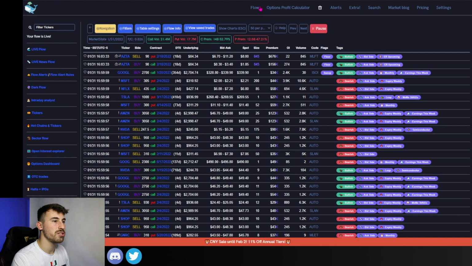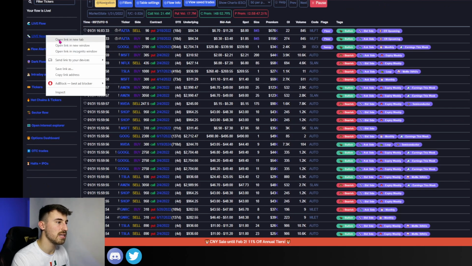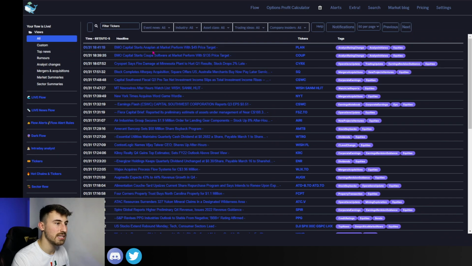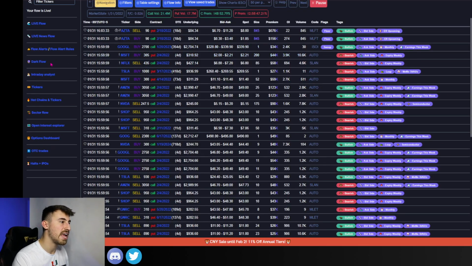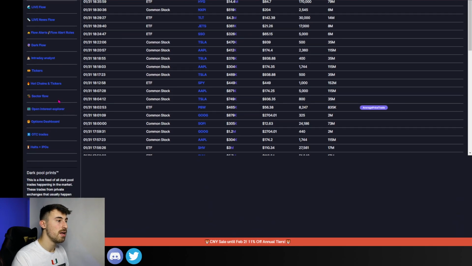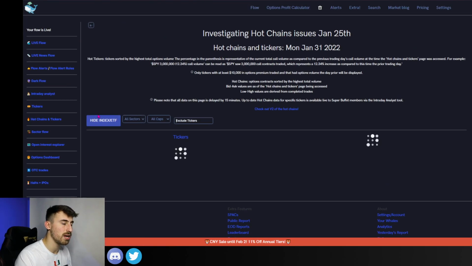So other cool features of this flow tab right here, they have a live news flow. So if you like to trade the news, you can go into this, and then it has the ticker symbol as well as the news that comes with that stock. They have dark pool flow. So if you're looking at dark pool trades, each time there is a big, significant dark pool trade, you can see it here in the dark pool flow.